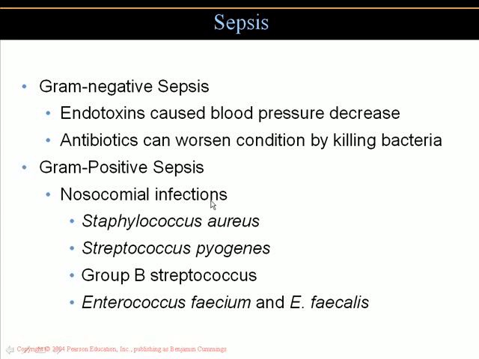Some gram-negative sepsis can occur with nosocomial infections, related to hospital-acquired or clinical settings where infections develop. These nosocomial infections: Staphylococcus aureus, Streptococcus pyogenes, Group B strep, and then Enterococcus faecium and Enterococcus faecalis.